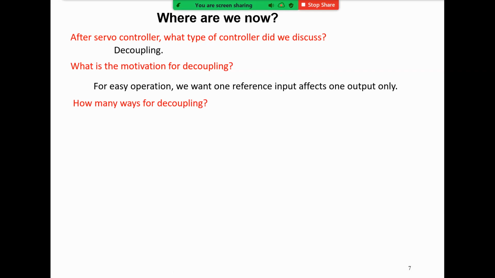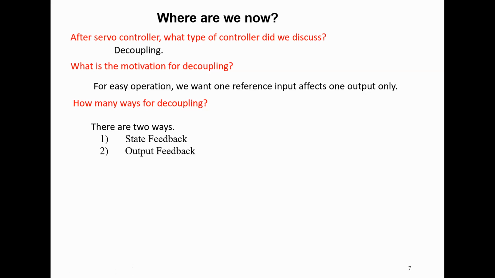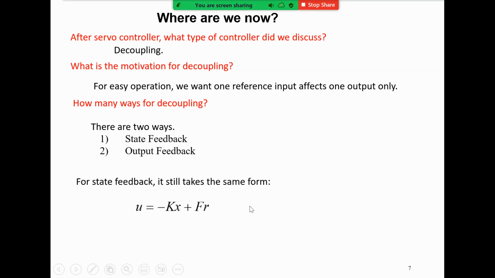So how many ways for decoupling? We have introduced two ways, state feedback and output feedback. Those are two different methods, and they are not equivalent to each other. If you find one method may not work, probably the other method may work. For the state feedback, it also takes the same form. Now here, the purpose to introduce those is for decoupling.